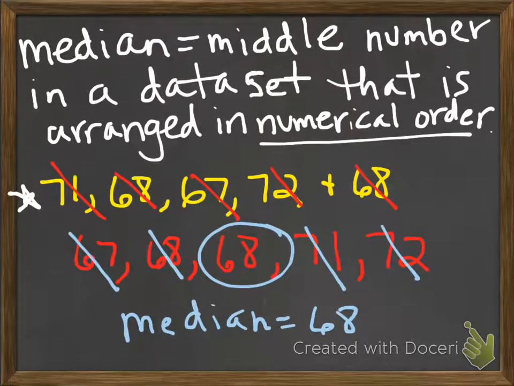Okay, what happens if two numbers are in the middle? Let's say we added the number 70 and we end up with two numbers in the middle. Then you find the number in between them. Between 68 and 70, the median will be 69. So you find the middle number between those two numbers.